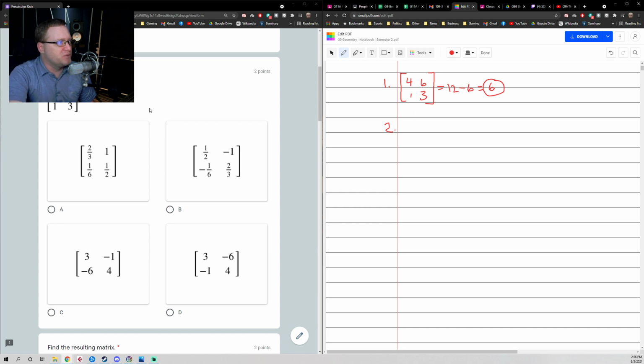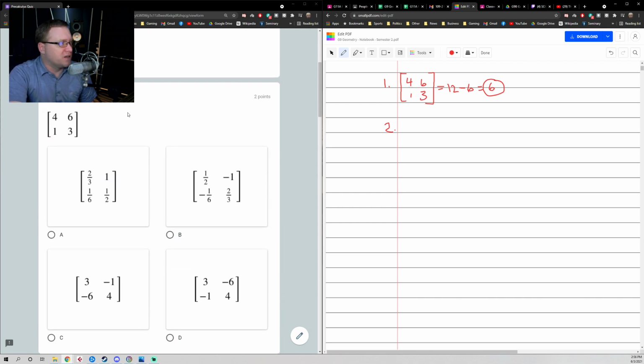Number two, we have this matrix 4, 6, 1, 3. It's the same matrix. I'm not going to write it down again, but remember the first step to finding the inverse of a matrix is you need to first find the determinant of the matrix. If we want to call this matrix A, then the determinant of the matrix is 6. We already found that in question number 1.